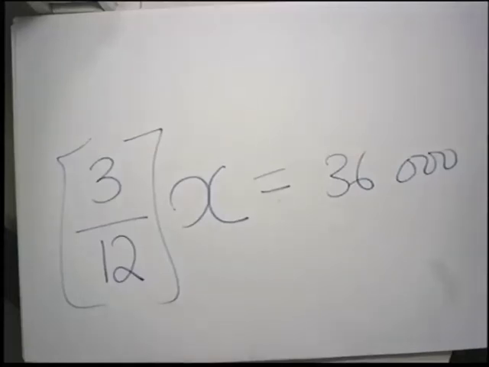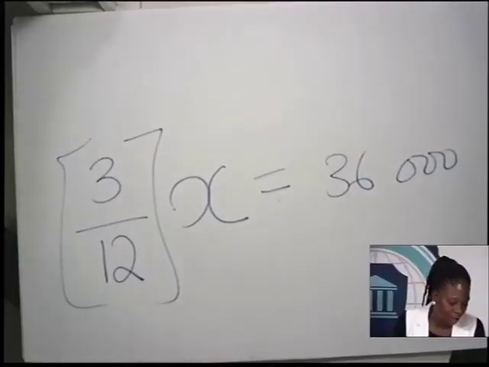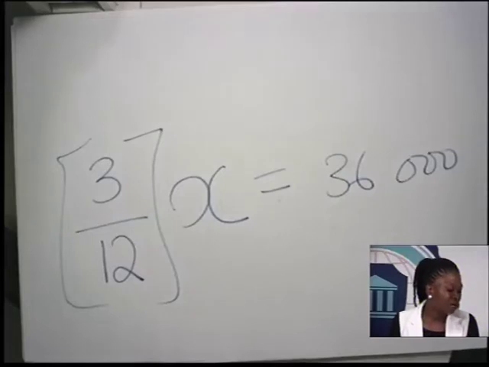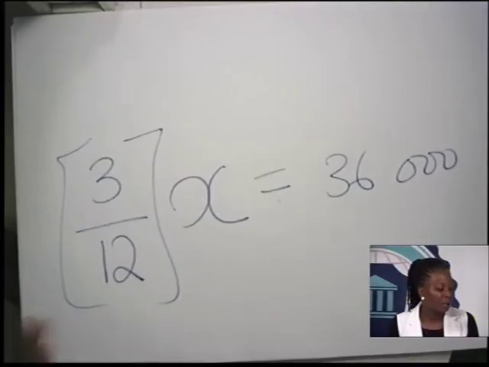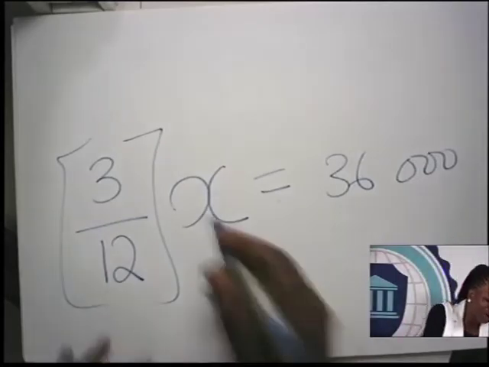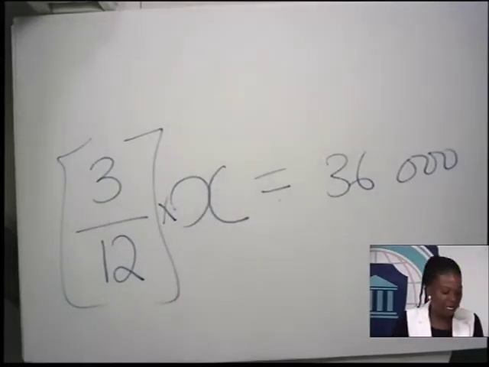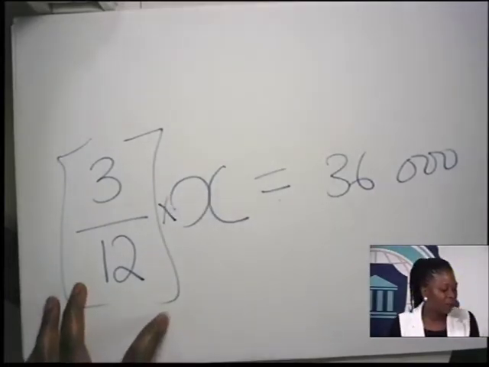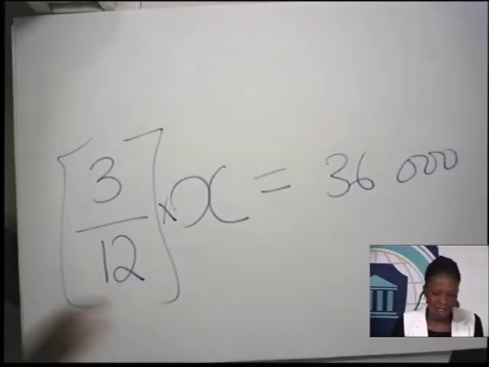Now, how do we find the value of X when it's not given? This is very simple. You just have to get rid of the 3 over 12. If you get rid of 3 over 12, then you remain with X. Okay? Now, how do we get rid of the 12? We have 3 over 12 multiplied by X. Now, because of this multiplication between these two numbers, to get rid of this part, you have to divide by itself.